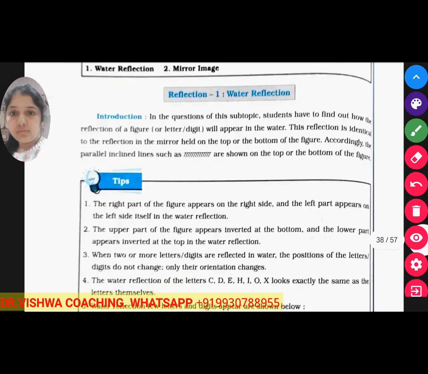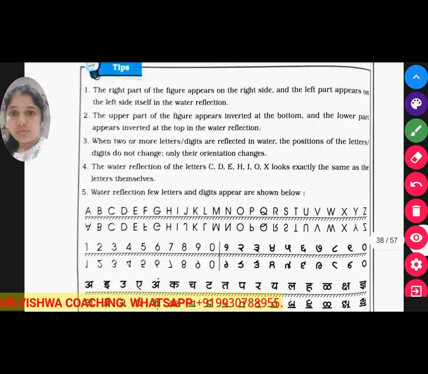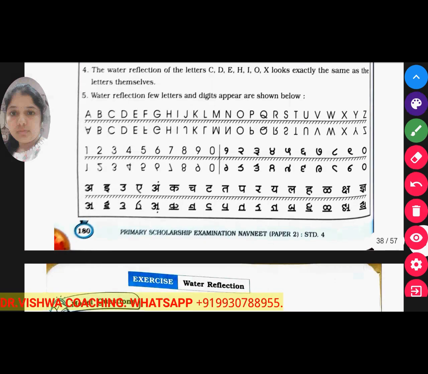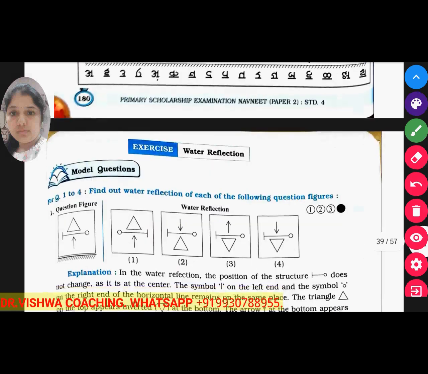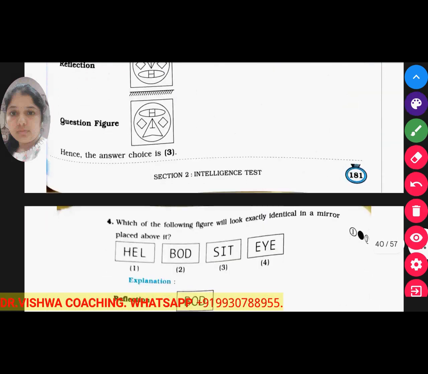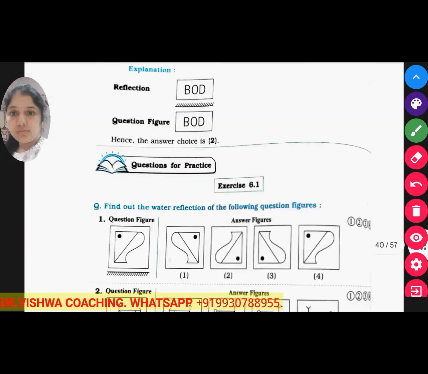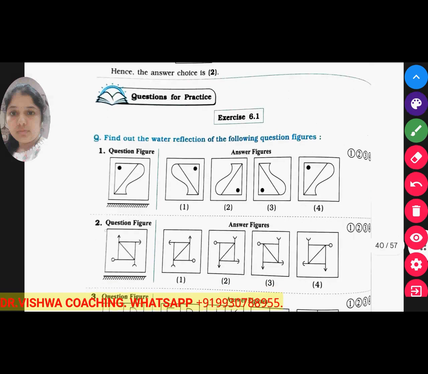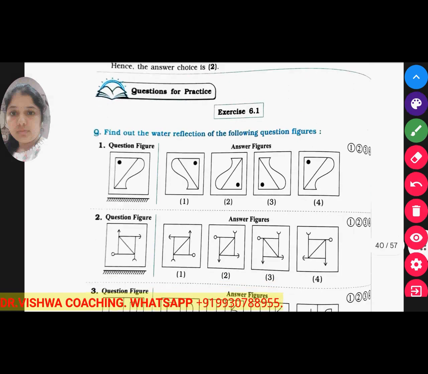Now we will directly solve the problem. They have shown you how the alphabet and the numbers look in water reflection, so you can have a look at it. I will directly take the practice exercise for you. Some of the questions I will take and the rest I will give you as homework, because the more you try, the more you will be able to find the solution.